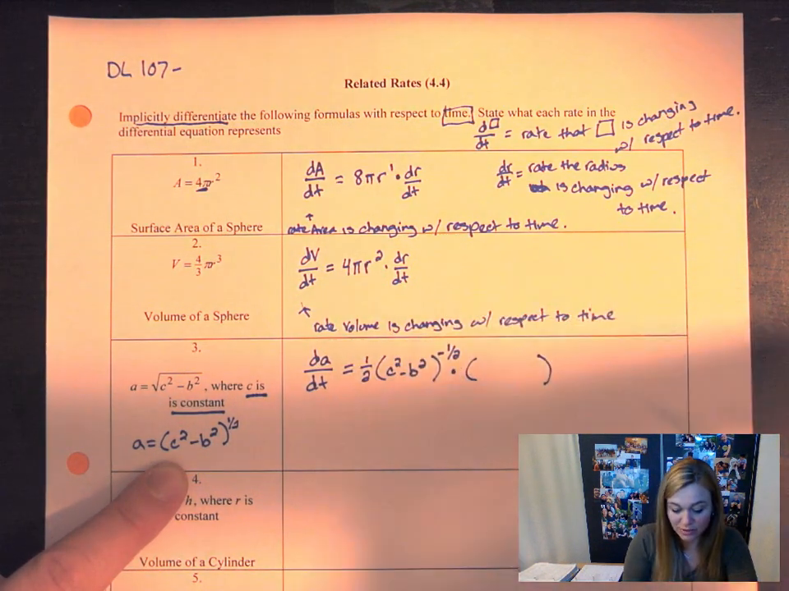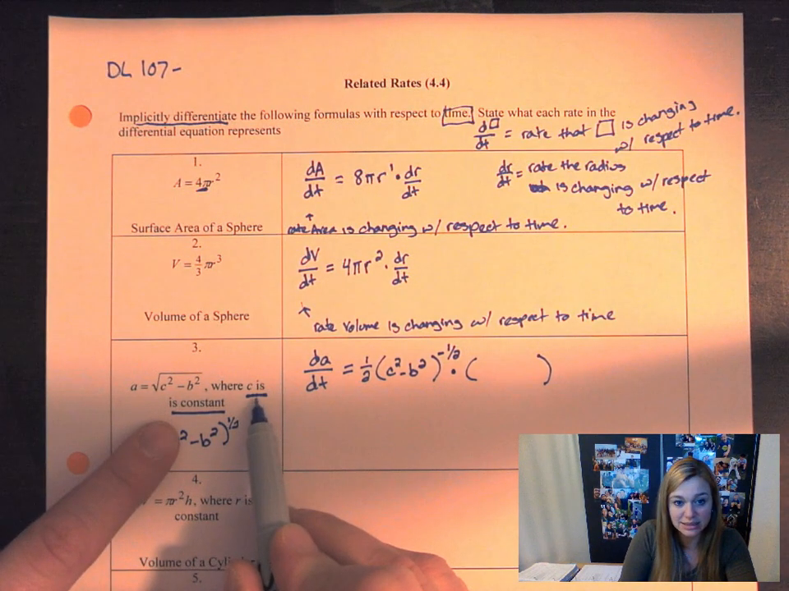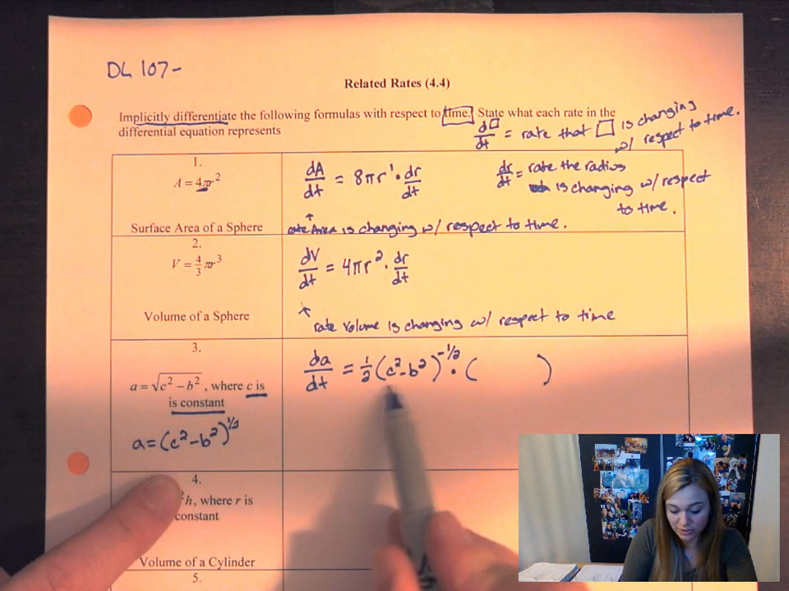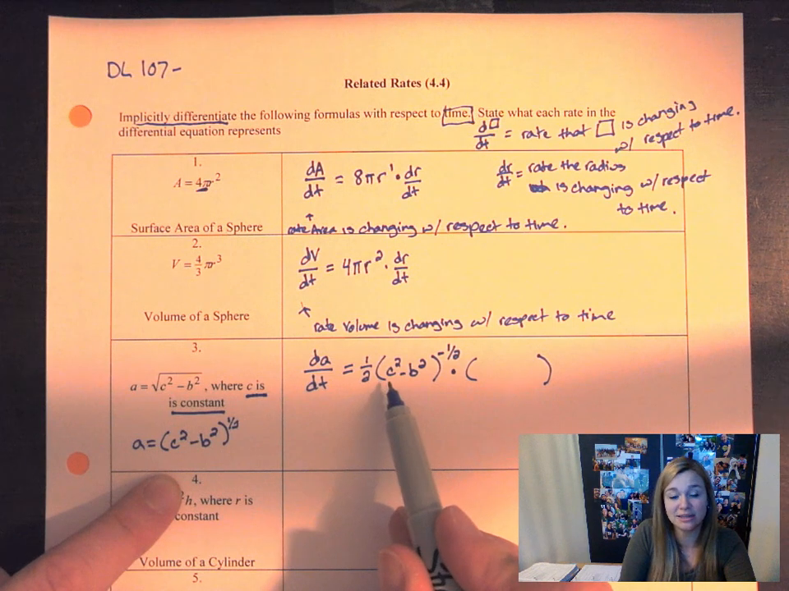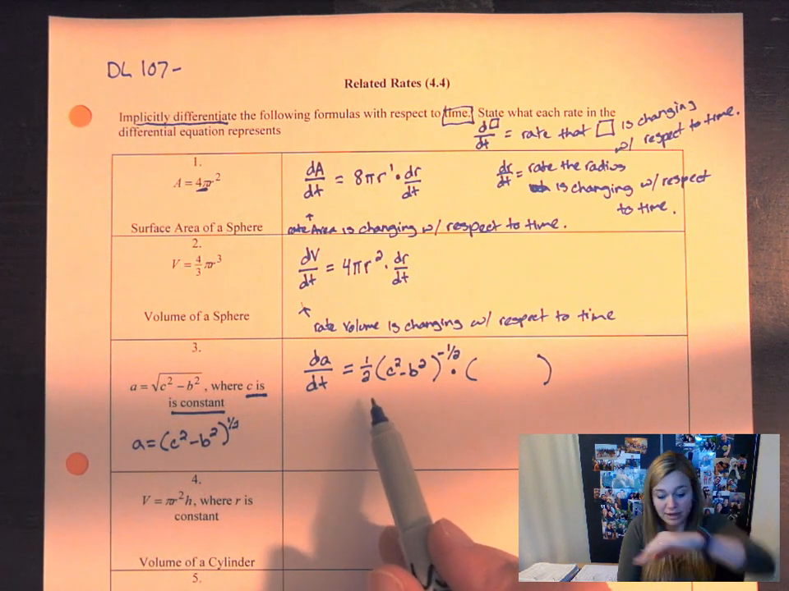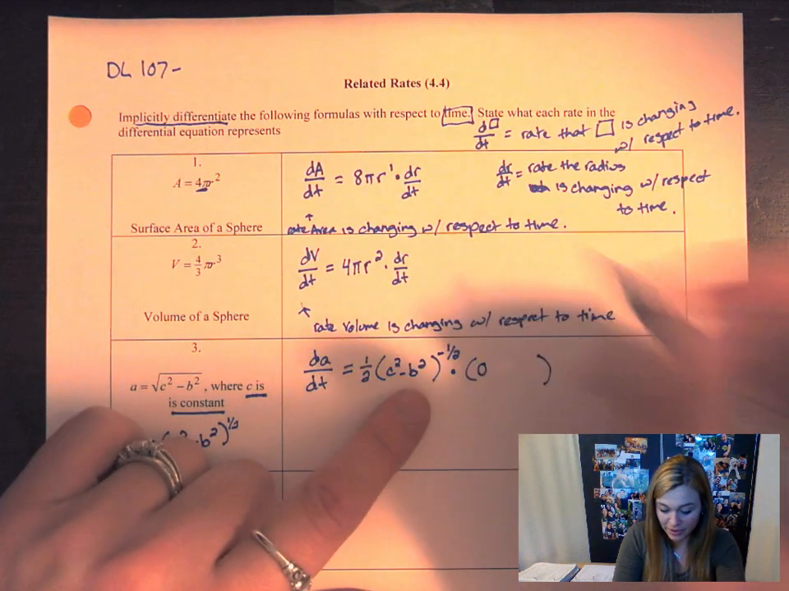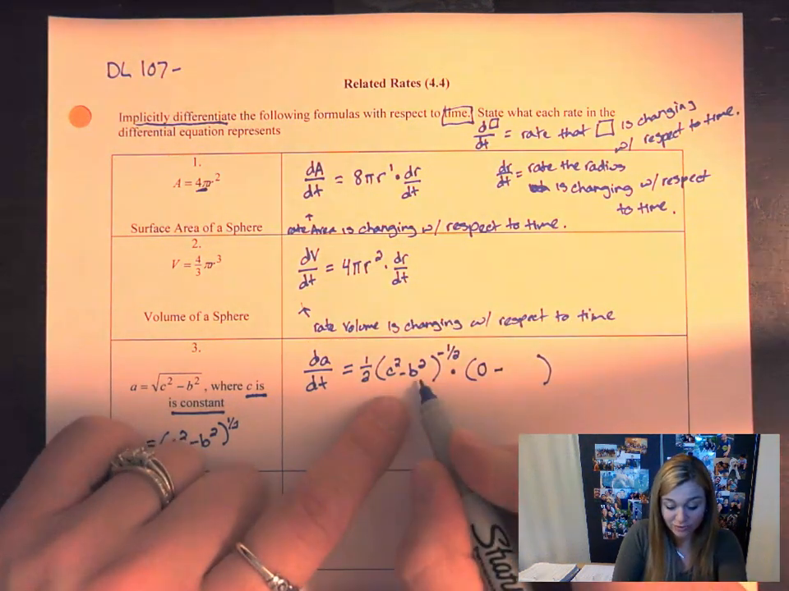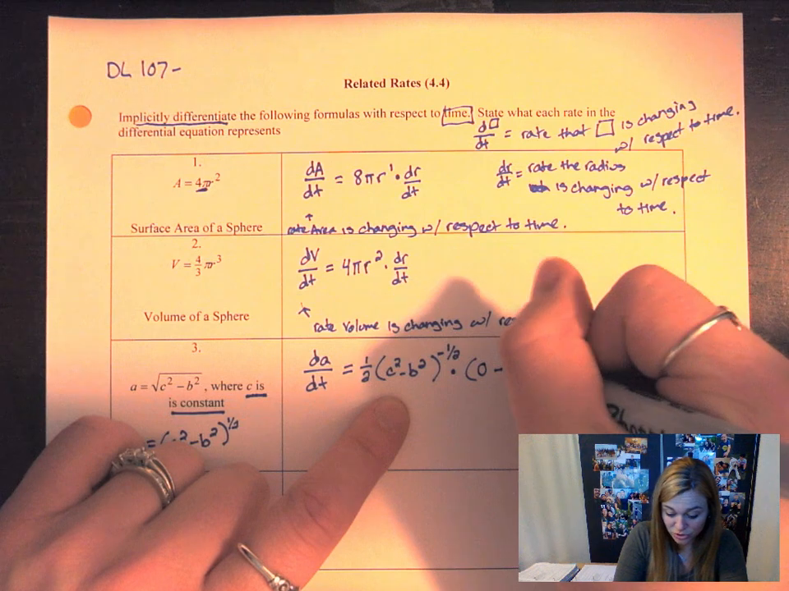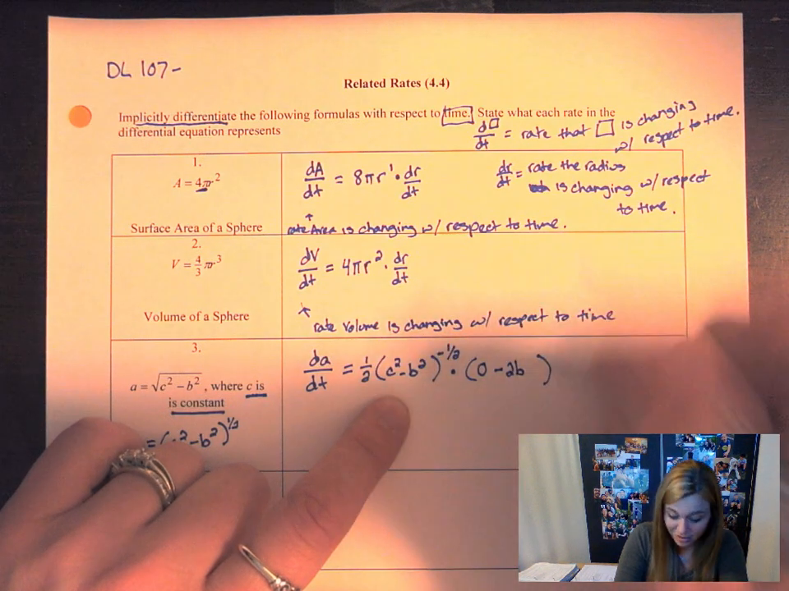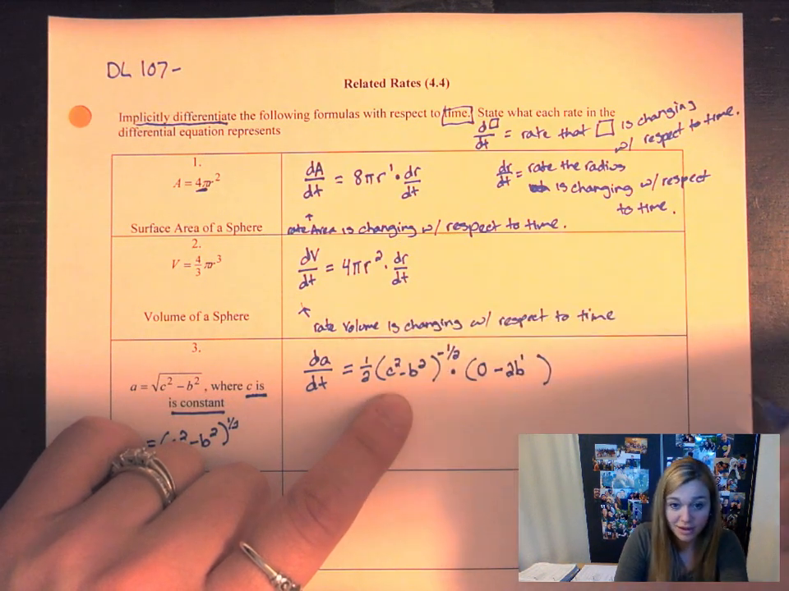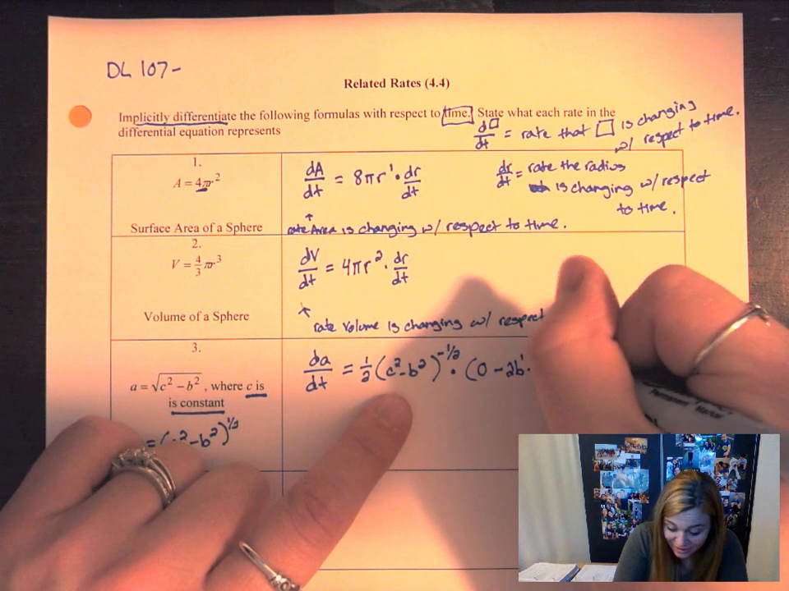This is where it's really important that you pay attention to details, that c is a constant. Because if I do times the derivative of the inside, the derivative of any constant, think about the slope of any horizontal line, is just 0. And it doesn't matter that it's squared. Minus the derivative of b squared would be 2b to the 1st power times dB dt.